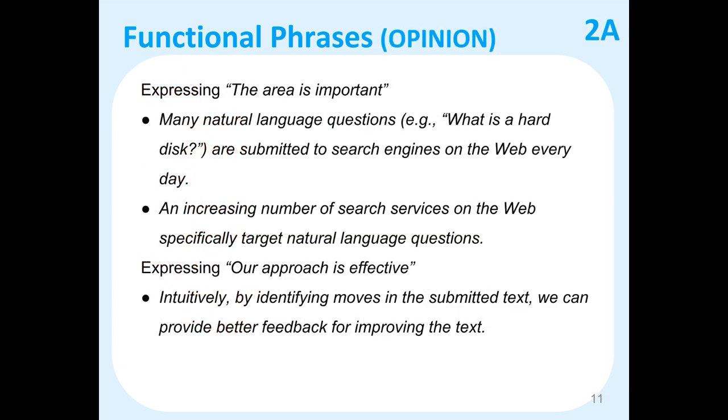These little moves are what make your writing sound structured and persuasive, rather than just a list of facts. We can also take a closer look at one specific type of functional phrase: opinion phrases. These are used when the writer wants to emphasize importance or effectiveness. For example, to stress that the area is important, we might say, "Many natural language questions are submitted to search engines every day." Or, "An increasing number of services specifically target these questions." Later, when we want to show that our approach is effective, we might write, "By identifying moves in the submitted text, we can provide better feedback." These phrases guide the reader to see not just the facts, but also the value behind them.